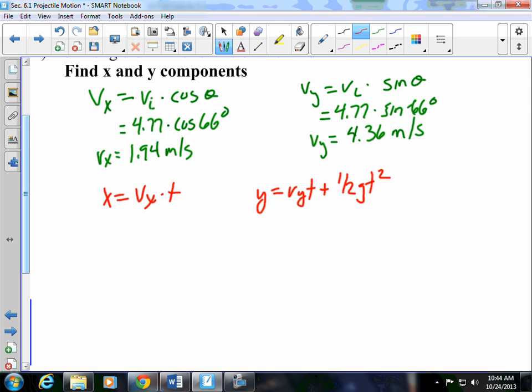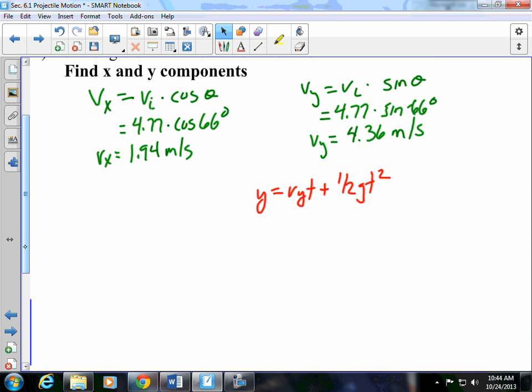So you have to look at your options again. Which one of these two equations is going to help me solve the problem? Do we have x? No. Nowhere in this problem was the x value given, and we can't solve for x, so that equation's out. Which means by default again, we're left with y is equal to vyt plus 1/2 gt squared.